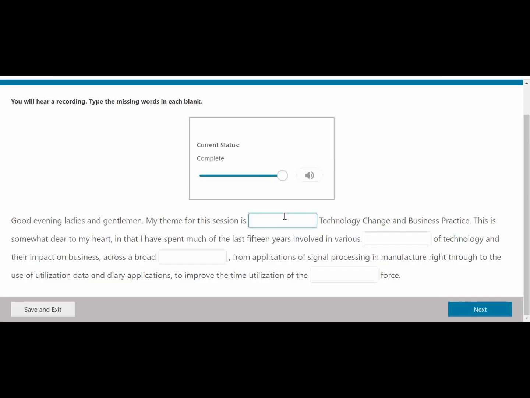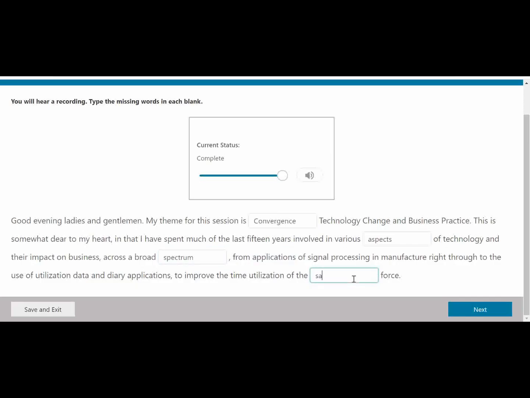So the first one is convergence. Now if you see after the blank, it's technology with capital T and change with capital C. So we will write convergence with capital C. So you have to take care of this in your mind when you are attempting the listening fill in the blanks. Next is aspects. So here it is years involved in various, which means different types, different kinds of. So we will use the plural form here. And next is broad spectrum.